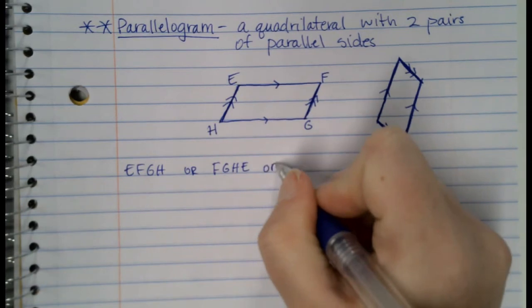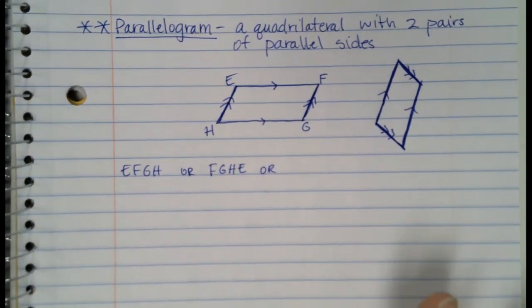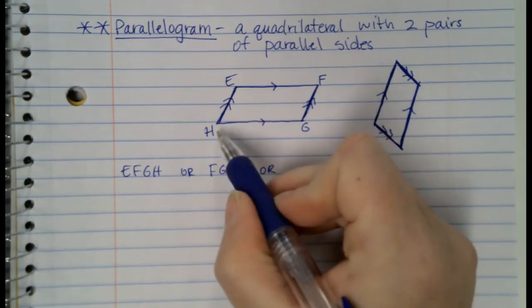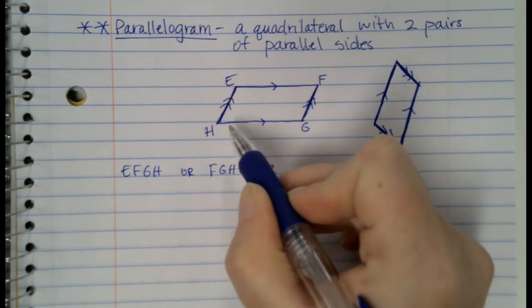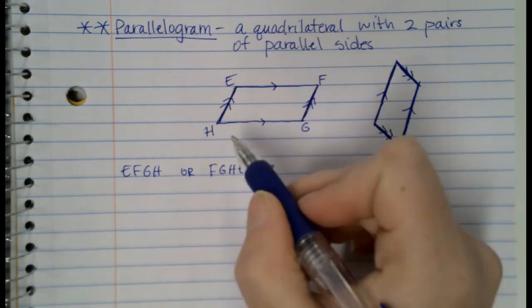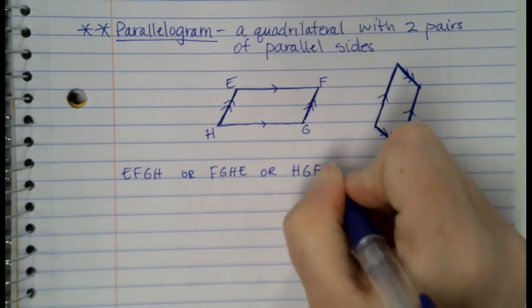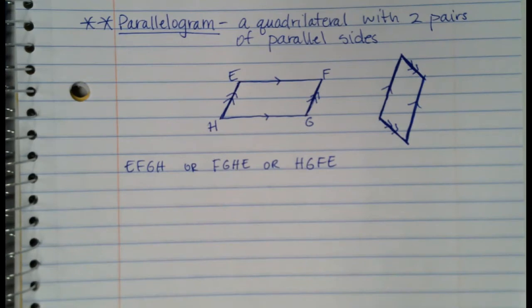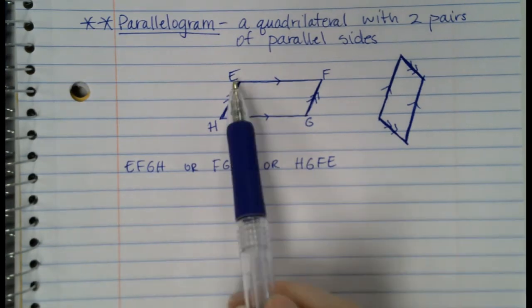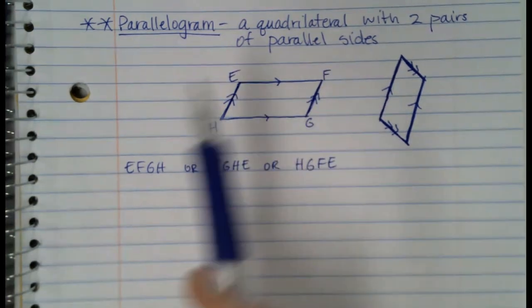You can even go backwards. Say you wanted to start at H. You could start at H and go this way, or you could start at H and go backwards. We could say it's HGFE. Okay, so those are just a couple of different ways to name a parallelogram. The main thing is you pick a letter, you go around it, you don't skip from point to point. You have to go in order, okay? Either direction, but you have to go in order.